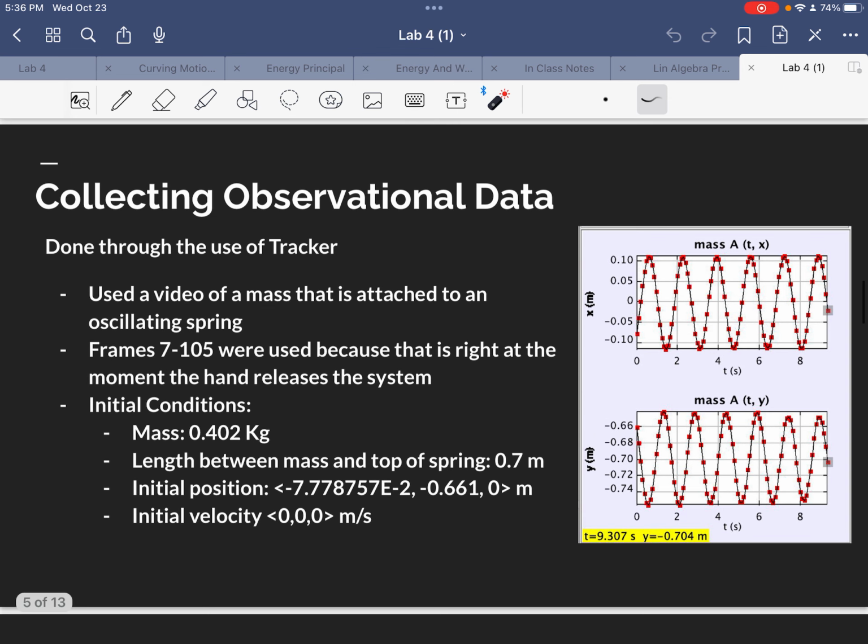Next, I collected my observational data through the usage of Tracker, and you can see my results depicted to the right. I only used frames 7 through 105 because that is when the hand is no longer applying a force to the system, and the system is therefore isolated. And for initial conditions, the mass was 0.402 kilograms, and the length between the mass and the top of the spring was 0.7 meters. And then I also listed my initial position, which was obtained by the first data point I collected through Tracker. And finally, I set my initial velocity to 0 as the mass was released from rest.